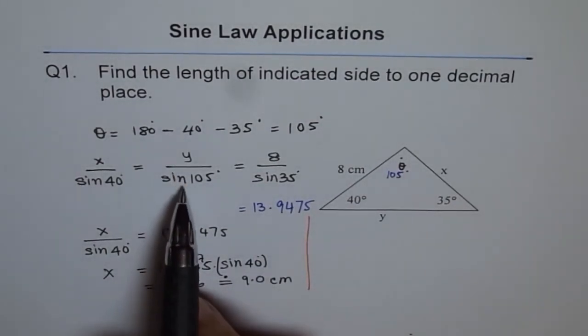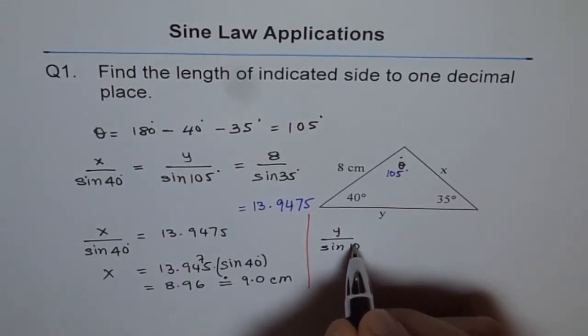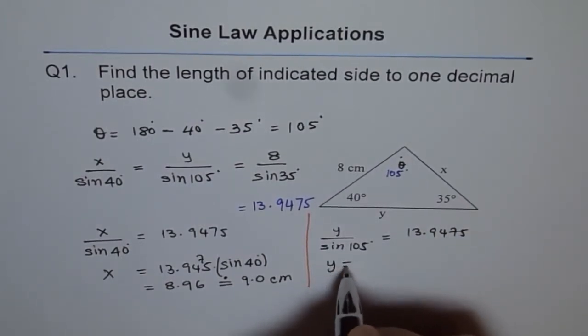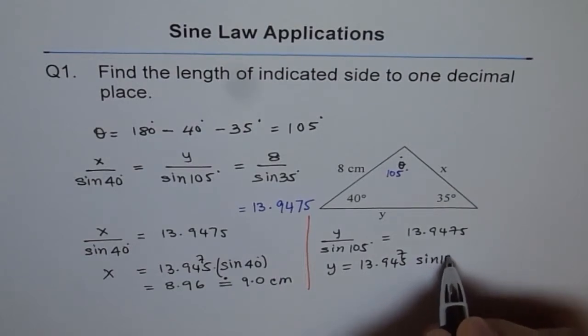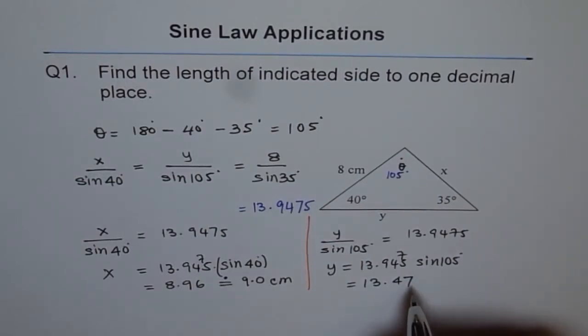Now let's get into the other part. We have already found x. Now let's go to y. So y over sine of 105 degrees equals this constant, 13.9475. Therefore y equals 13.9475 times sine of 105 degrees. So we'll do this now: 13.9475 times sine of 105 degrees, and we get 13.47, which we can round to one decimal place as 13.5 centimeters.